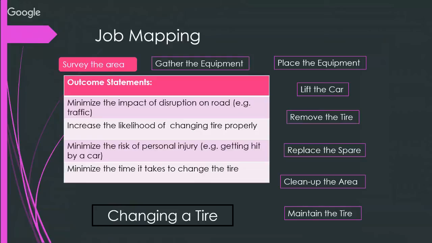Each outcome statement can have an example of what could happen with the outcome statement. After you have done your job map, then it is important to go to the customer. The customer, obviously, is who you want to please. They will tell you what they want, and they will tell you what they need.